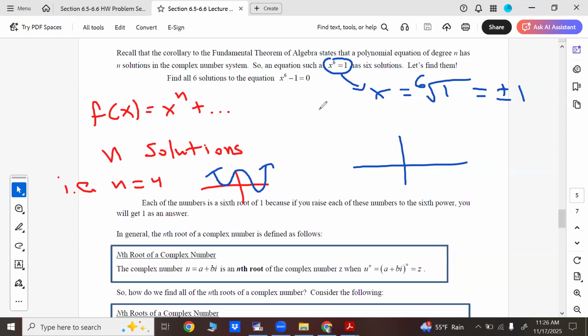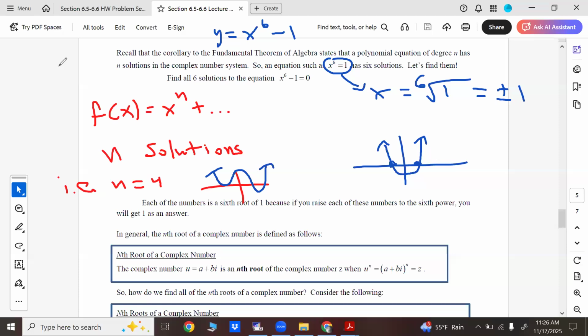Because what if I graphed y equals x to the 6 minus 1? It's going to look kind of like a parabola, kind of flat at the bottom a little bit. It's a weird graph, but there are still going to be 4 other solutions that we need. So we need a process to help us find that, and that's why we're going to take what we did from De Moivre's theorem and extend on that.